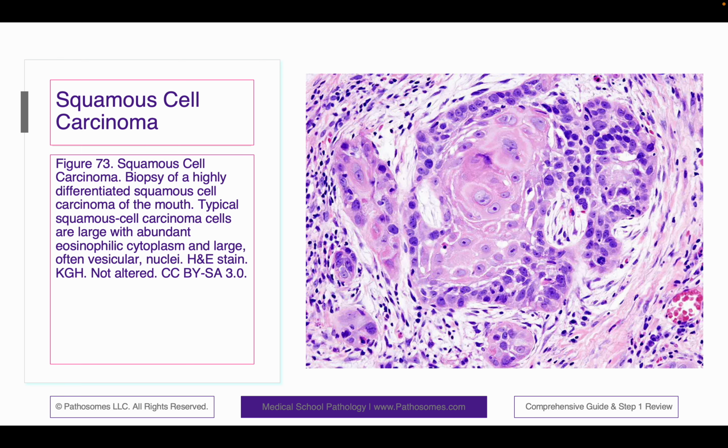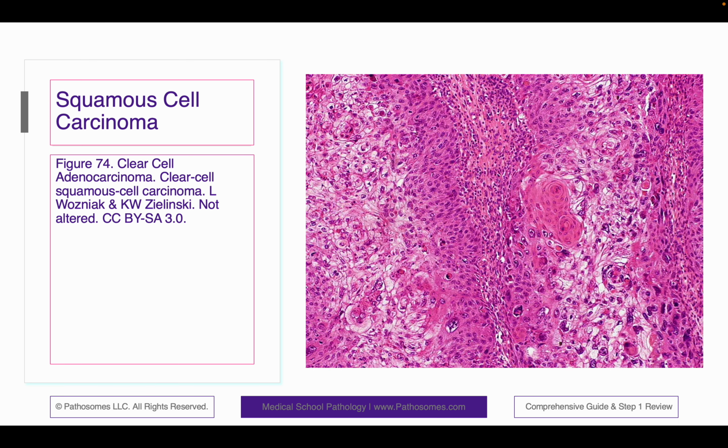And here we have histology, which you need to be aware of for squamous cell carcinoma. Note that this is a highly differentiated squamous cell carcinoma of the mouth. You have the typical squamous cell carcinoma cells with large, abundant eosinophilic cytoplasm, right? You can see that. And here we have clear cell squamous cell carcinoma.